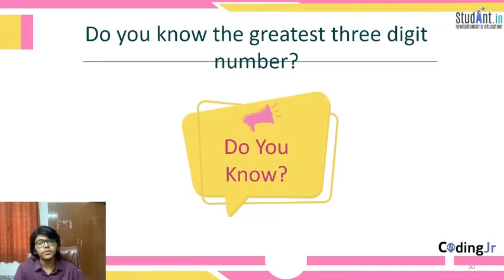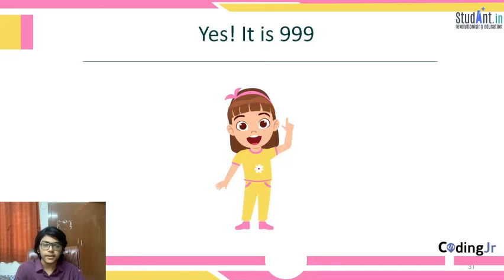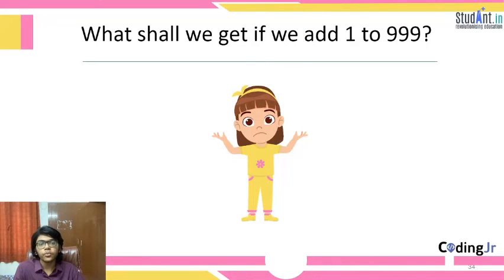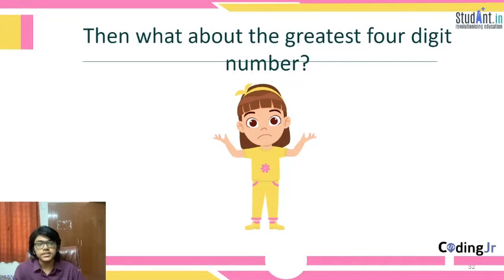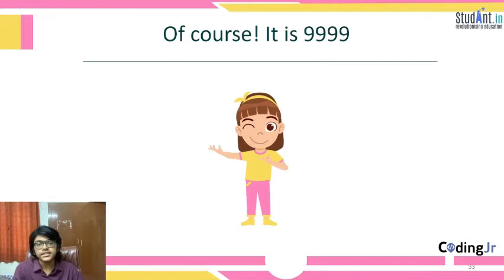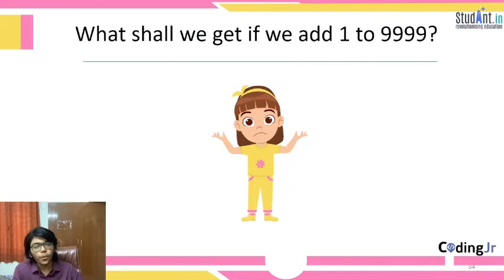So can you guys tell me what the greatest 3-digit number is? Yes, it's 999. Now what happens when we add 1 to 999? We get 1000, which is a 4-digit number. Then what is the greatest 4-digit number? It's 9,999. Now what happens when we add 1 to 9,999? We get 10,000, which is a 5-digit number. So clearly there is some kind of pattern here. Let's try to look into this further.